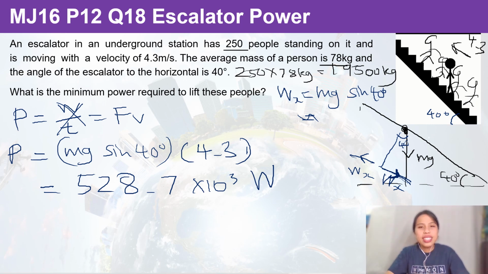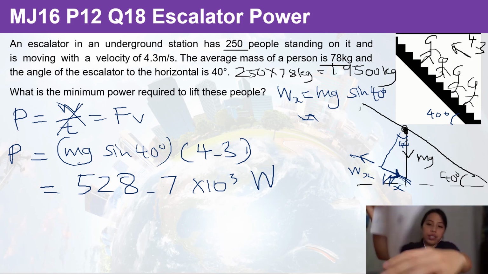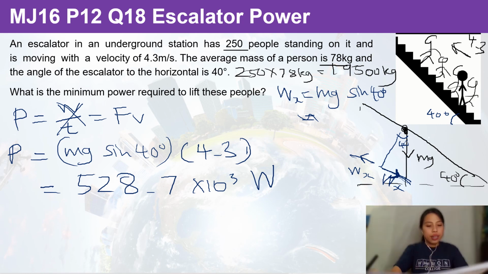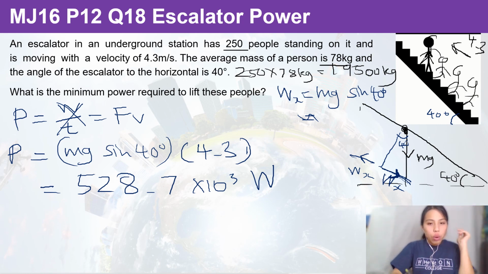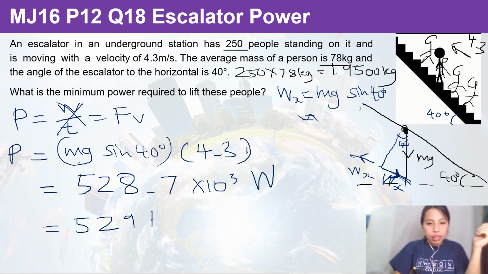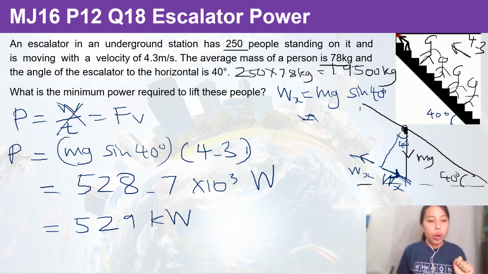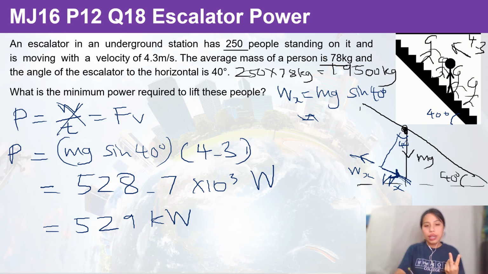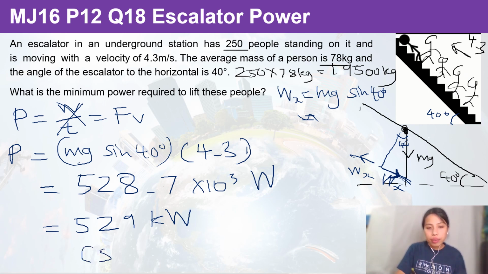Well, but what is the answer that they give us? Let me check a bit on page 14. So they give us units in kilowatts. Alright, so let me change this to kilowatts. So this will be 5.2, if I ignore the point, 529 kilowatts. Okay. And the answer closest, they rounded to 2 SF, so that's 530 kilowatts.